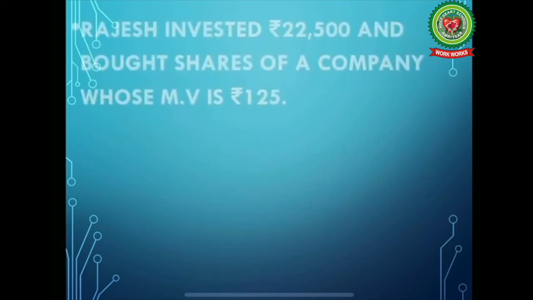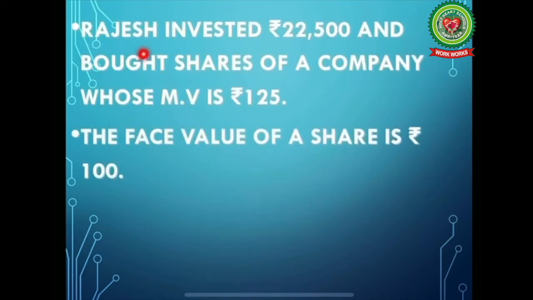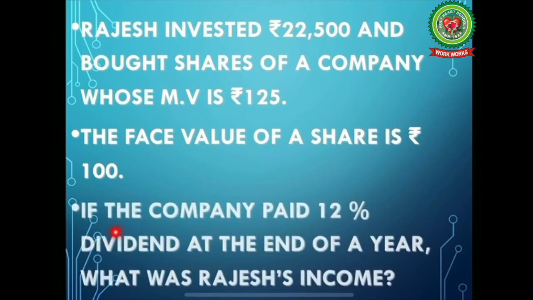Now students, let us discuss one more sum based on this one. The second sum is: Rajesh invested rupees 22,500 and bought shares of a company whose market value is rupees 125. The face value of a share is rupees 100. If the company paid 12% dividend at the end of a year, what was Rajesh's income?